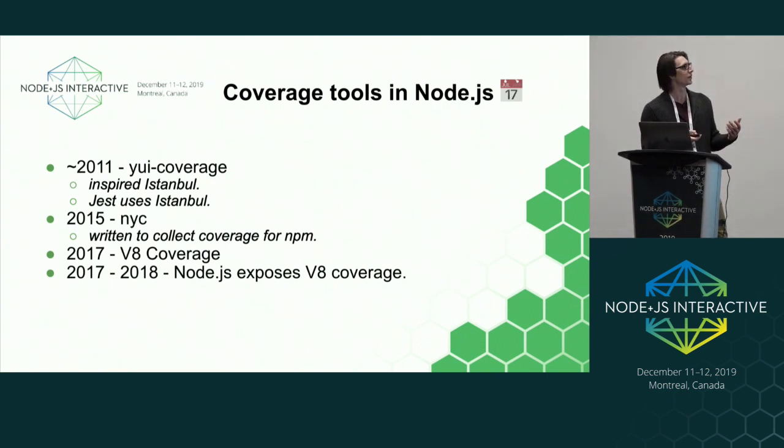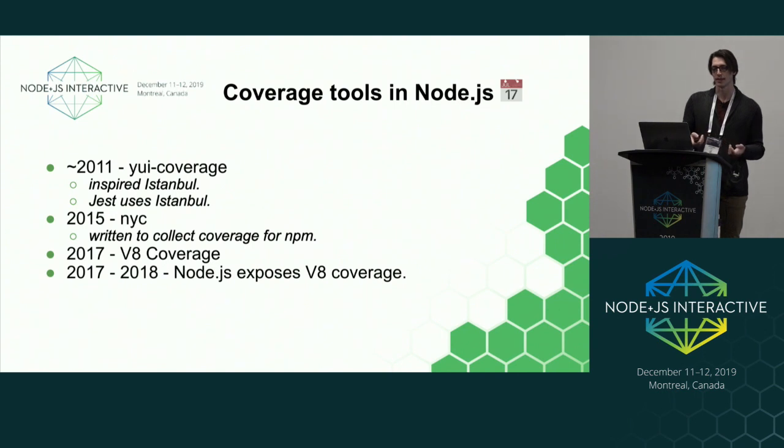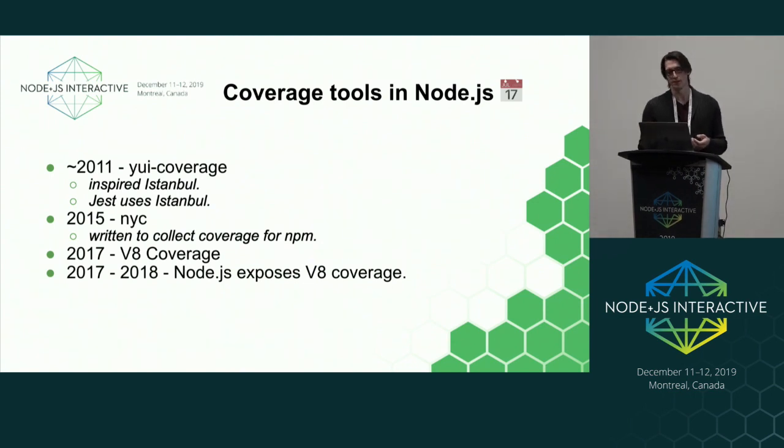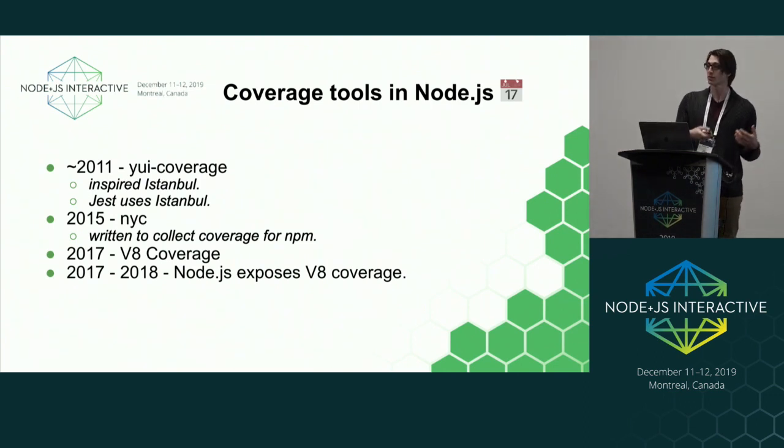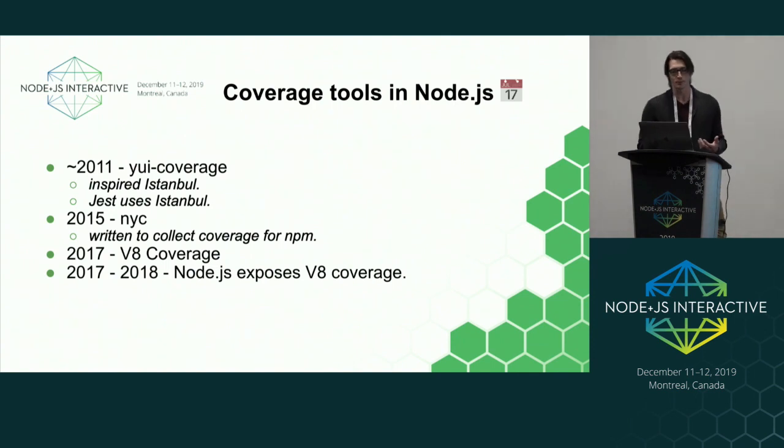So this YUI coverage tool actually inspired a lot of the tools for coverage that exist today, including NYC, which is something I wrote while I was working at NPM with Ryan, who's in the audience here. And we wrote this at NPM to collect coverage specifically for the NPM client, which spawned lots of sub-processes, and a lot of tools didn't exist for doing that at the time. NYC also uses Istanbul. So most of these coverage tools follow from the same set of tools.